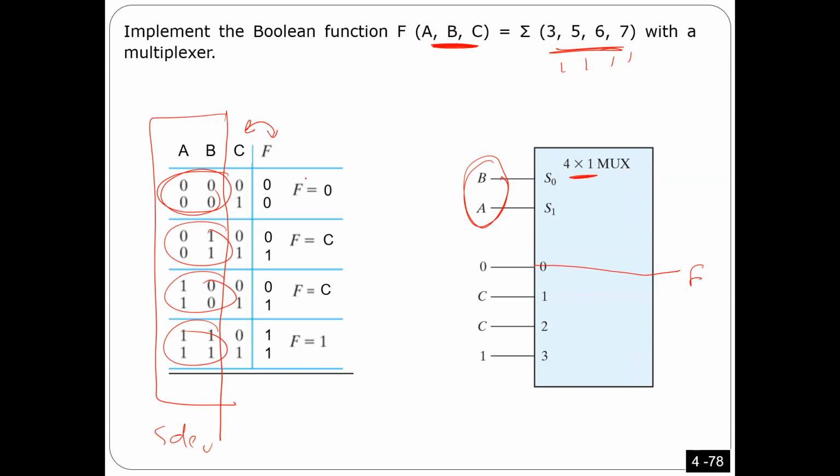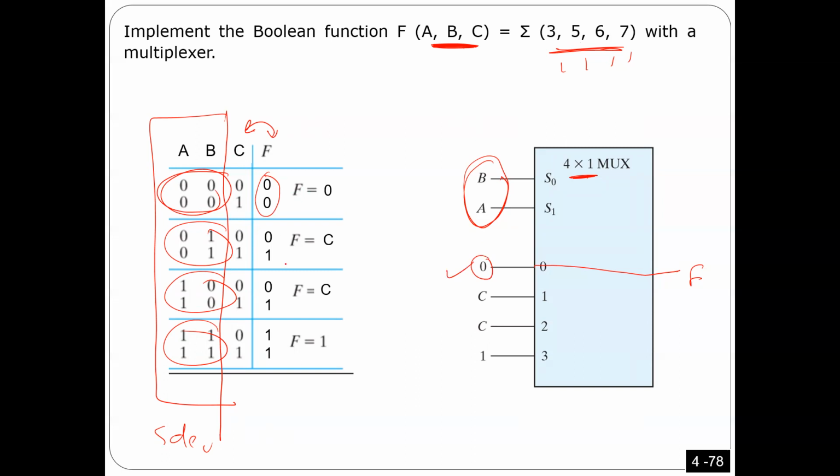I have to calculate the function F using C. If you look at the first case here, F is 0 all the time, regardless of the value of C. That's why I'm just going to put 0 here.